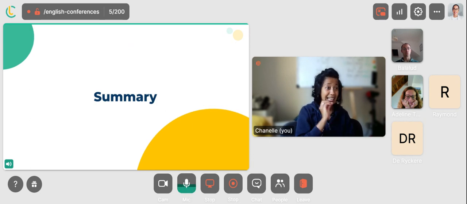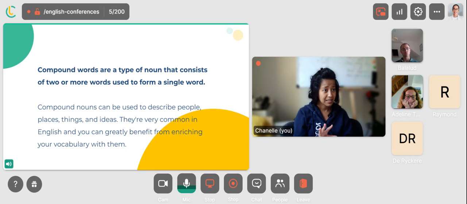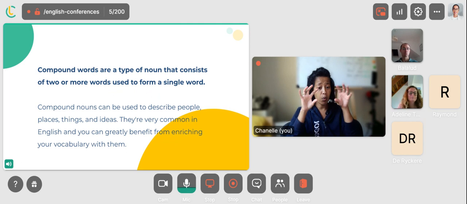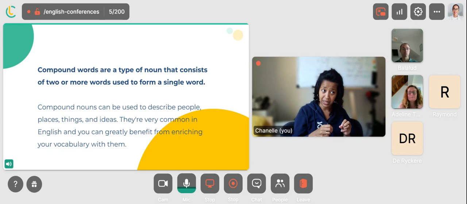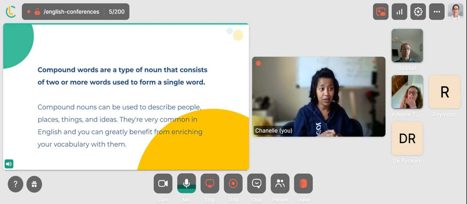So let's look at a summary. Compound words are a type of noun that consists of two or more words used to form a single word. Compound nouns or adjectives can be used to describe people, places, things, and ideas. They are very common in English, and you can greatly benefit from enriching your vocabulary with them.